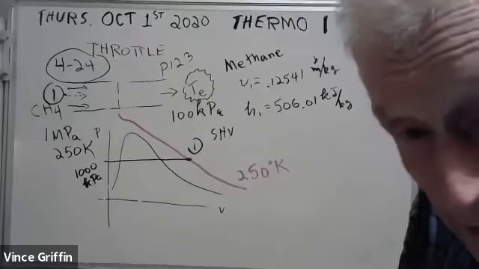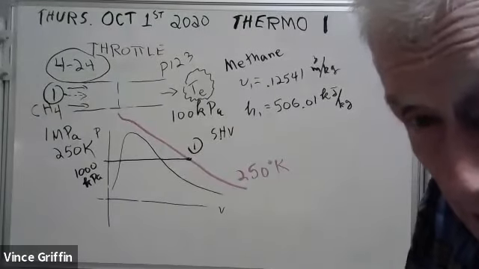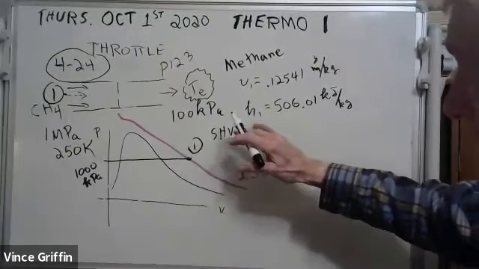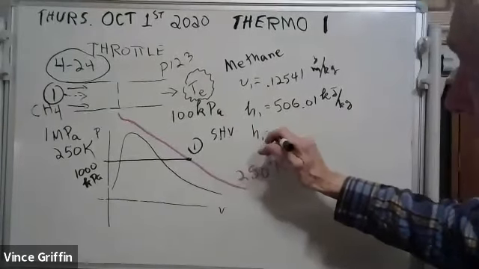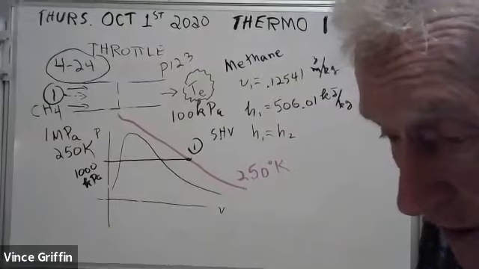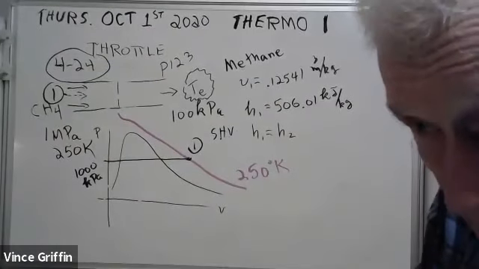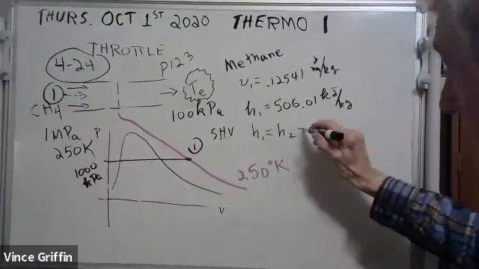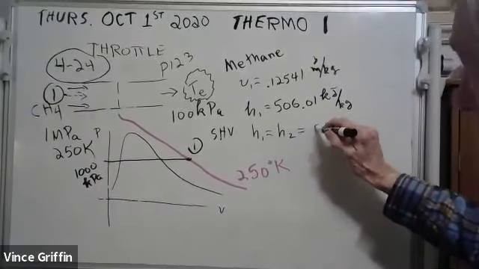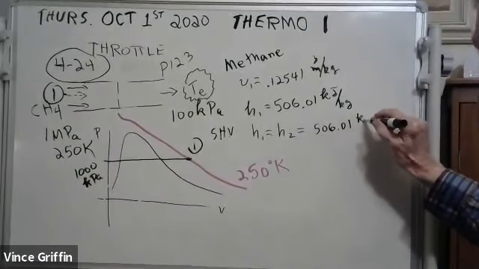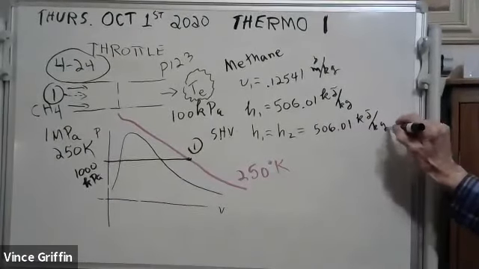Okay, now here's the dirty little secret of the throttling process. The H1 is equal to the H2. They call that isenthalpic, constant enthalpy. So now I know what H2 is. It's 506.01, the same as H1.